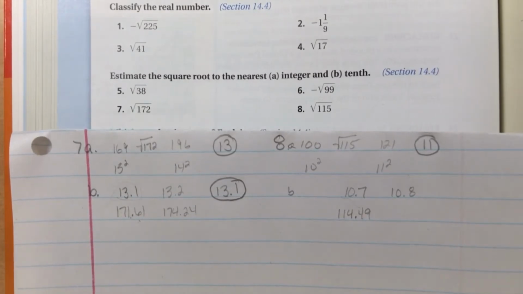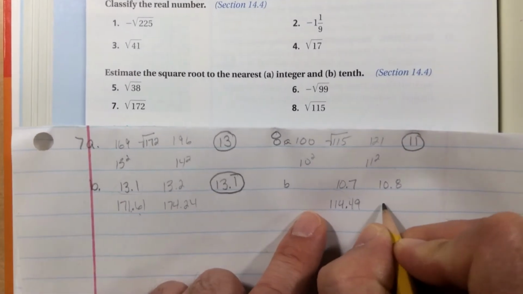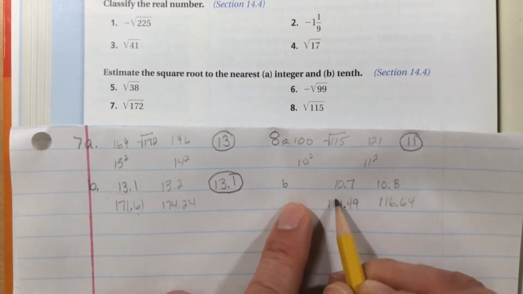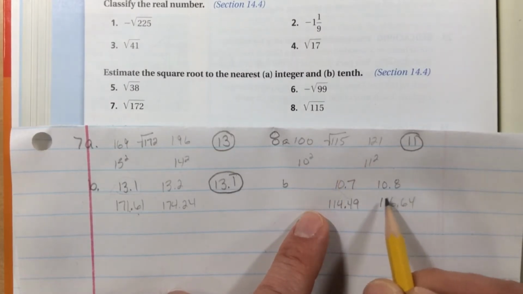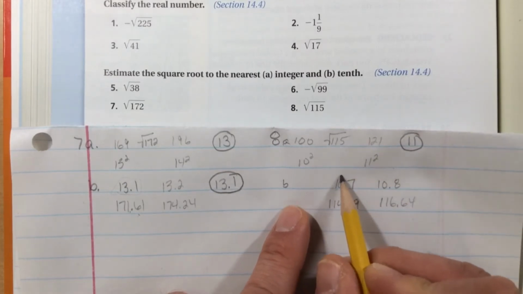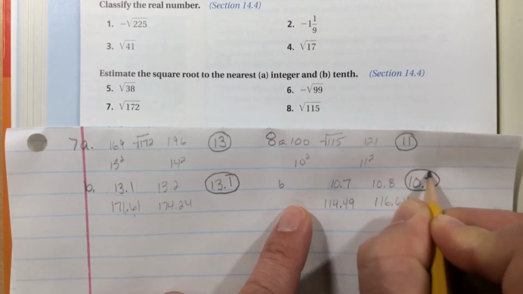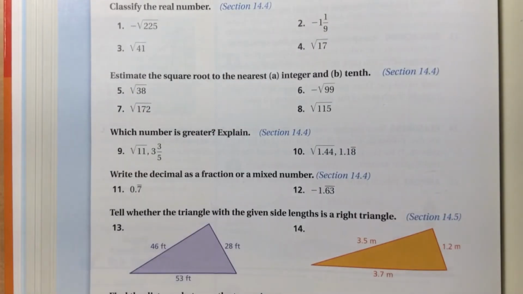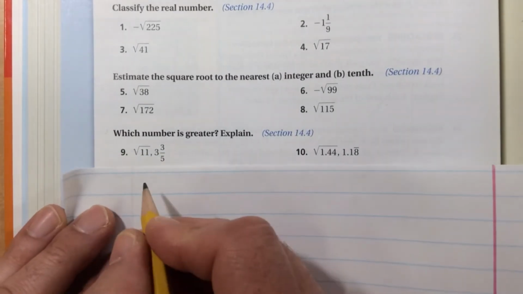10.8 times 10.8 is 116.64. So it's 51 hundredths if we subtract these two, and 1 and 64 hundredths if we subtract these two. So it falls between, but it's closer to this one. So 10.7 for that one. Excellent. We're done with those. Which number is greater and explain.